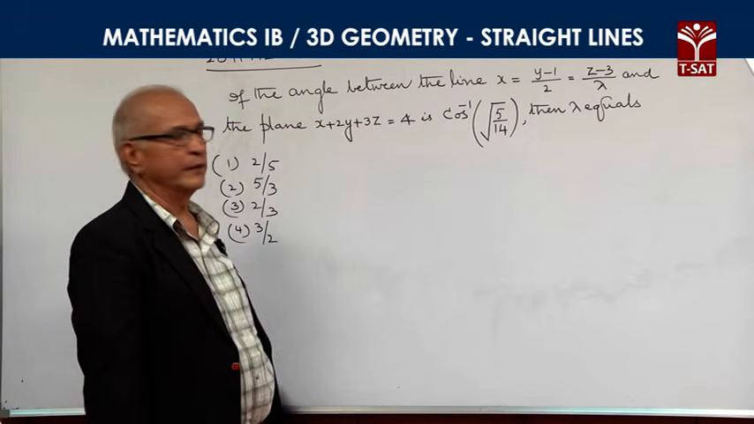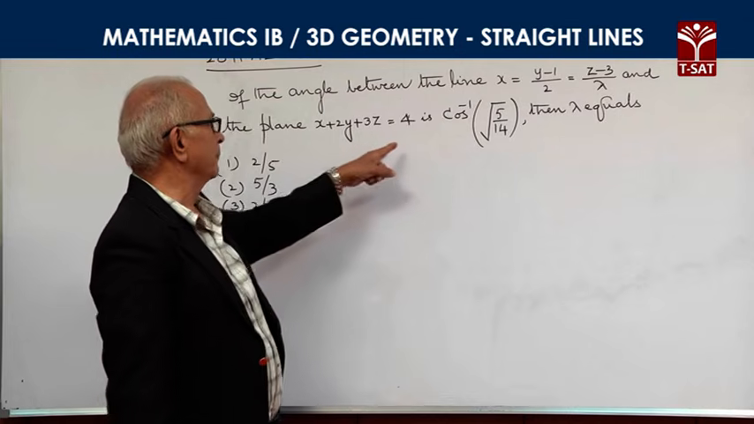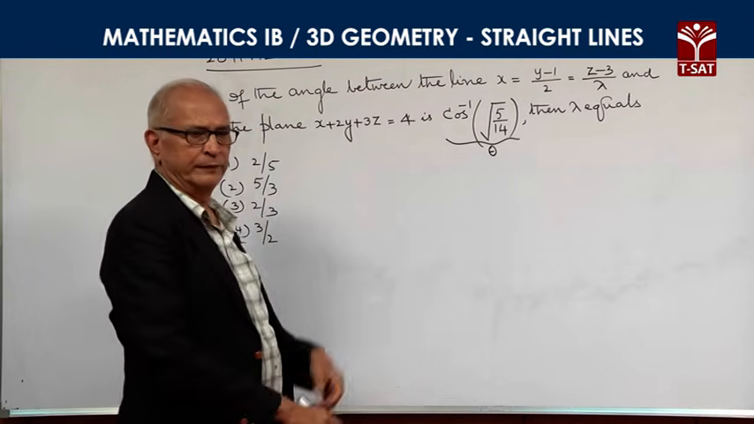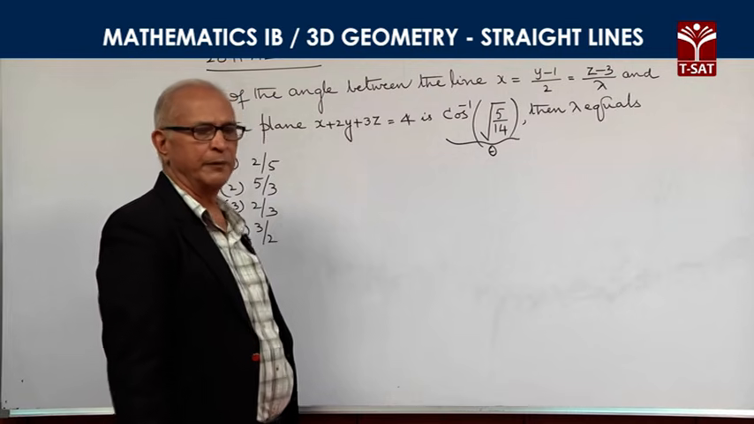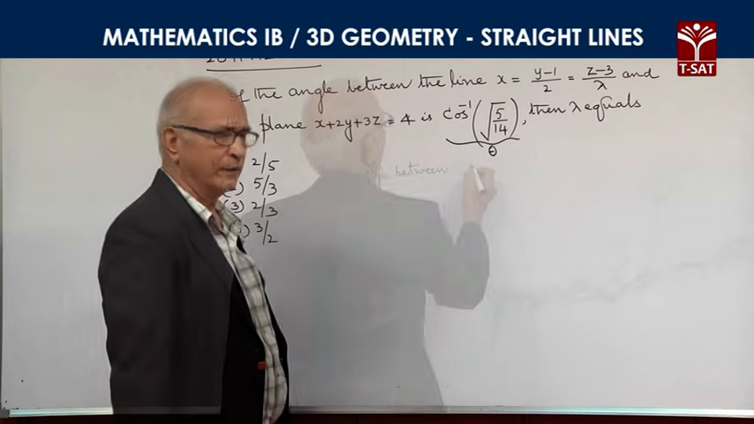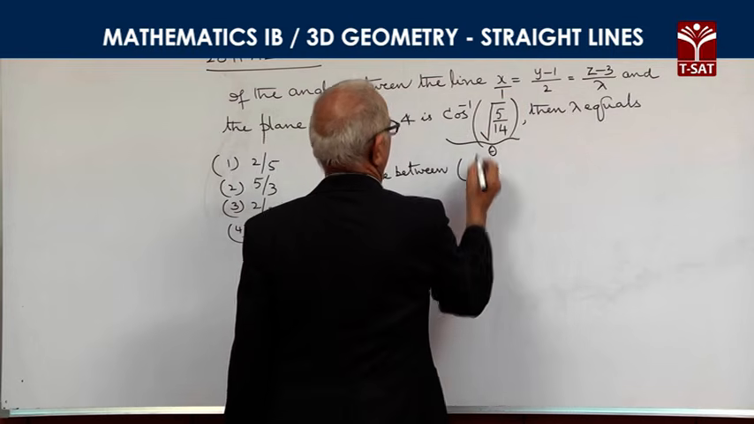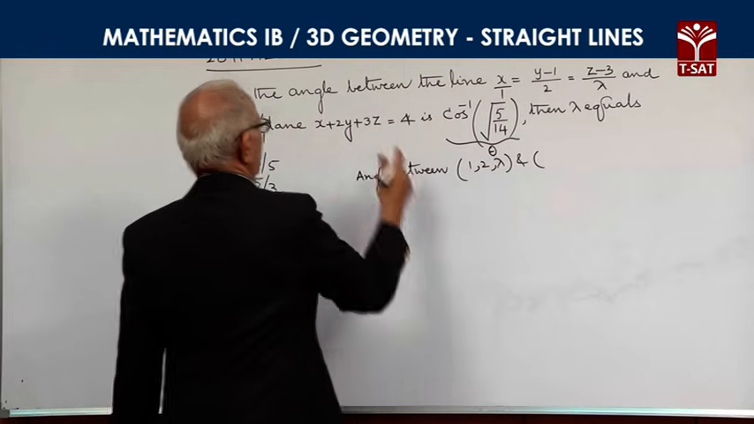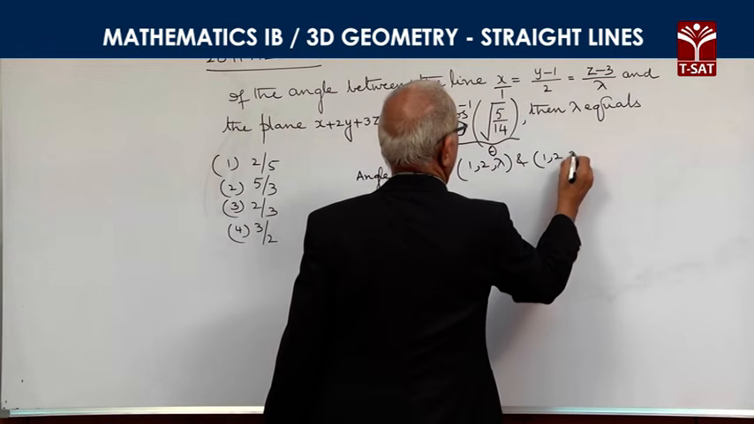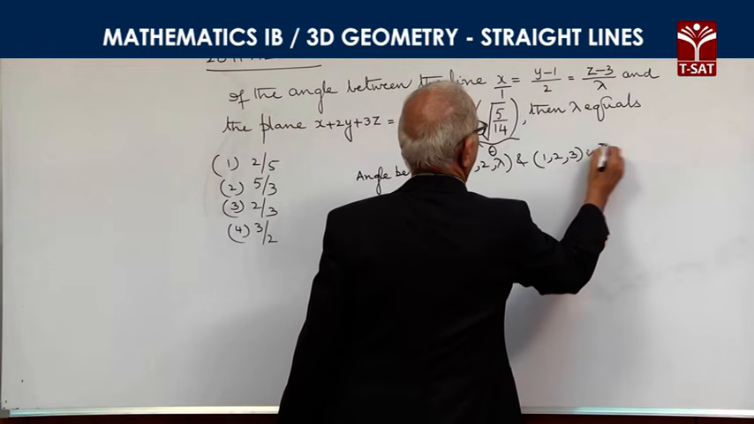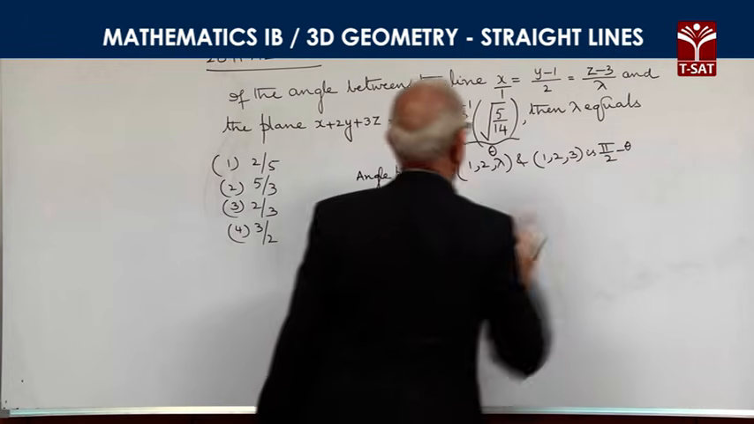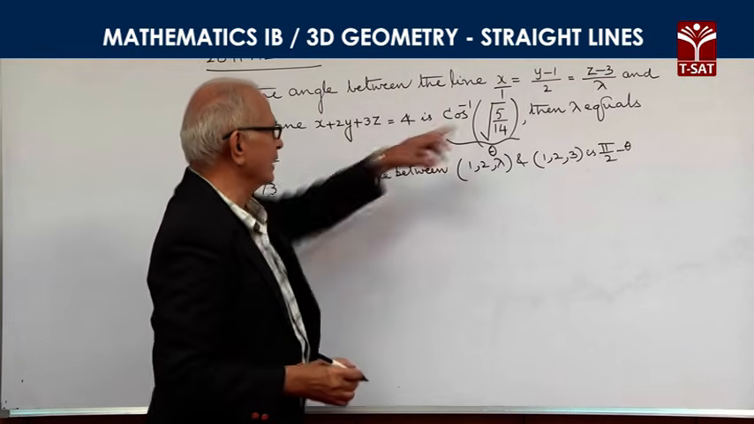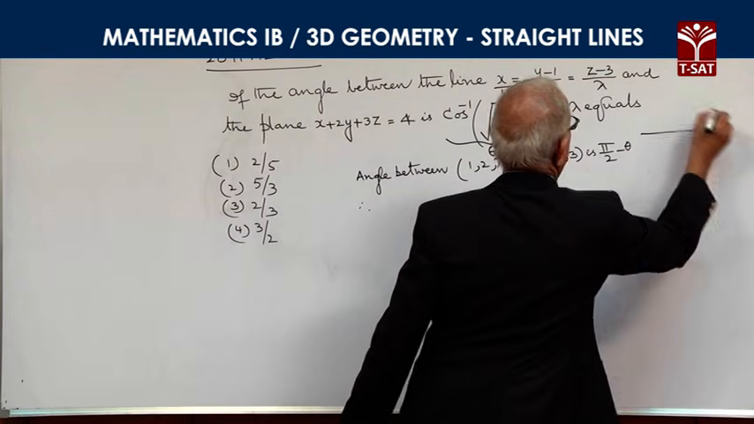Here the angle between this line and this plane is given, let us say theta. Theta is the angle between the line and the plane, and therefore the complement of theta, pi by 2 minus theta, is the angle between the line's direction 1, 1, 2 lambda and the normal vector 1, 2, 3. Therefore cos of pi by 2 minus theta, that is sin theta, cos theta is root 5 by 14.